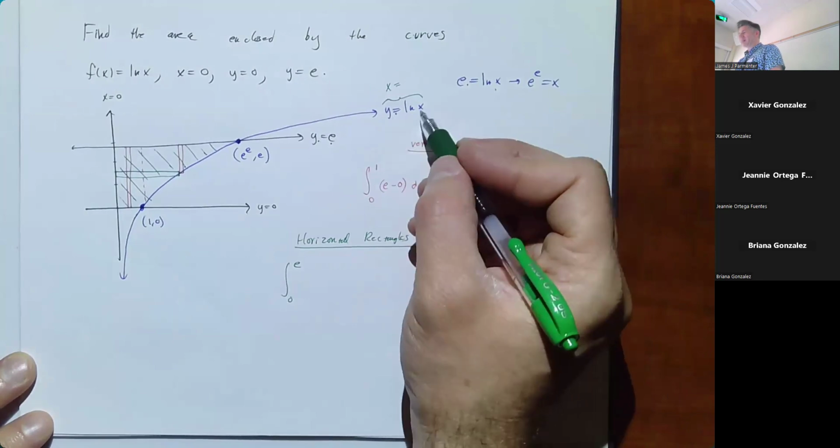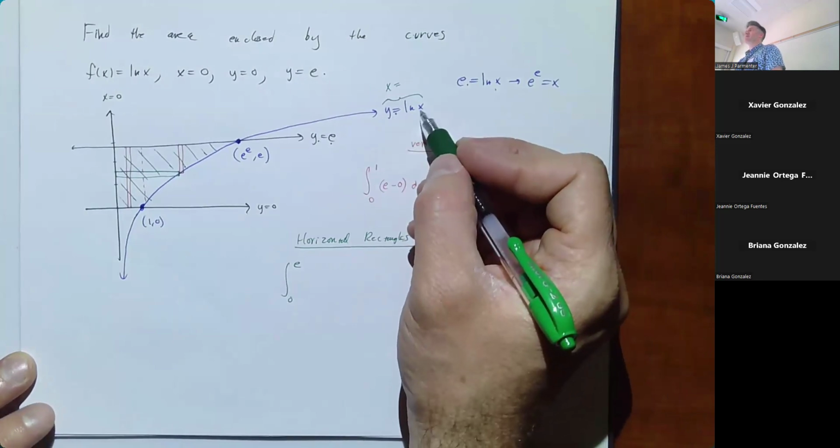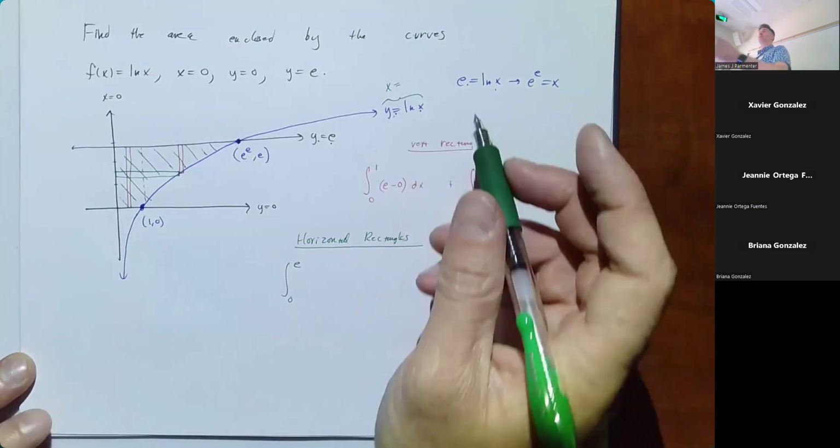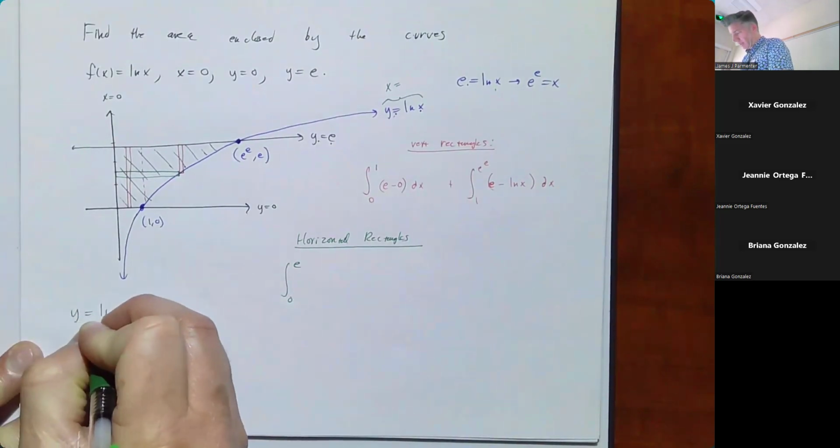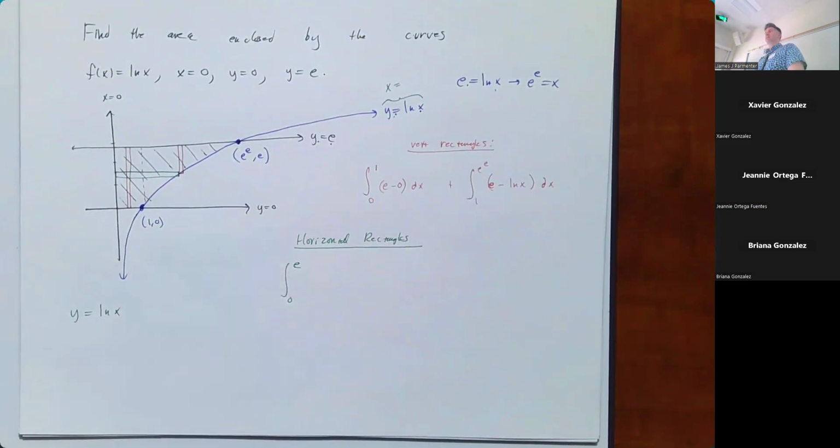If y equals natural log of x, how do we solve for x? Not one, I'm not taking a derivative here, I'm solving for x. So if I've got y equal to the natural log of x, what can I do to both sides of this equation that will help me isolate x?